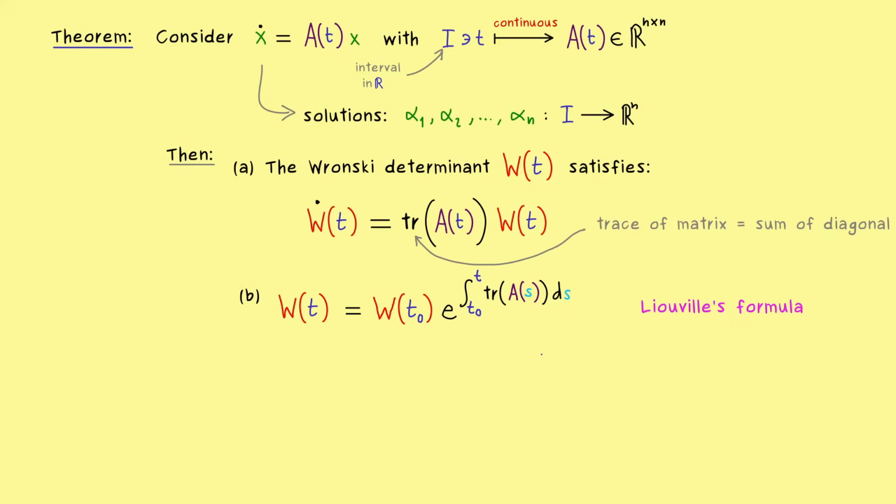And this formula you can now remember. This is what we call Liouville's formula. So this is something that holds in general for the Wronskian determinant.